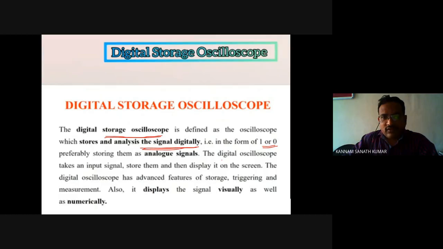So the digital storage oscilloscope takes the input signal and stores it. You have inbuilt digital memory for storing the digital values, and whatever the inputs are will be displayed on the screen. A digital oscilloscope has advanced features compared to the normal oscilloscope: it consists of storage, triggering, and measurement. These are the additional features present in a digital storage oscilloscope.